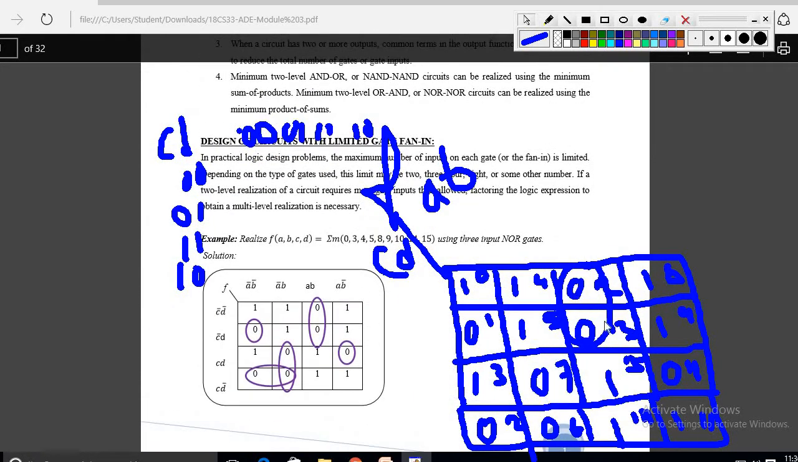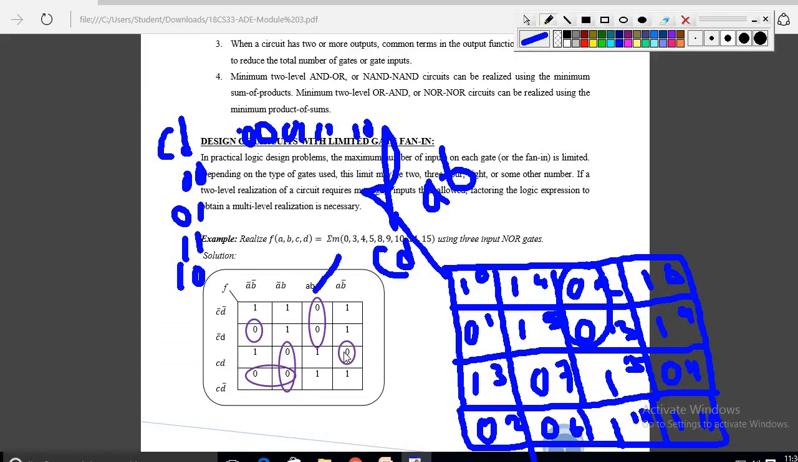See here, first I'm grouping this one, okay, 0 0, and after that I'm grouping these two, okay. So see here it is done, and after that these two, okay. So here it is done, and the remaining individual zeros are here, so I have to group zeros, this 0 and this 0. Is it clear?